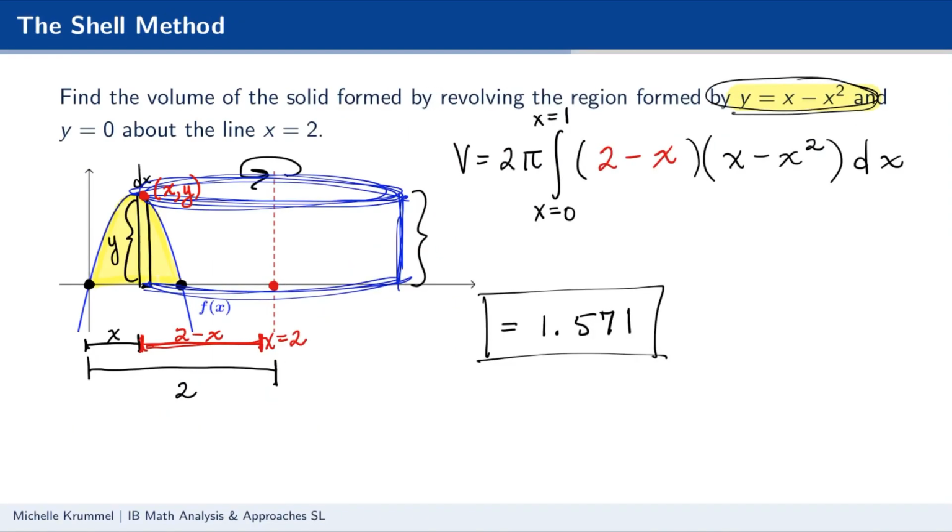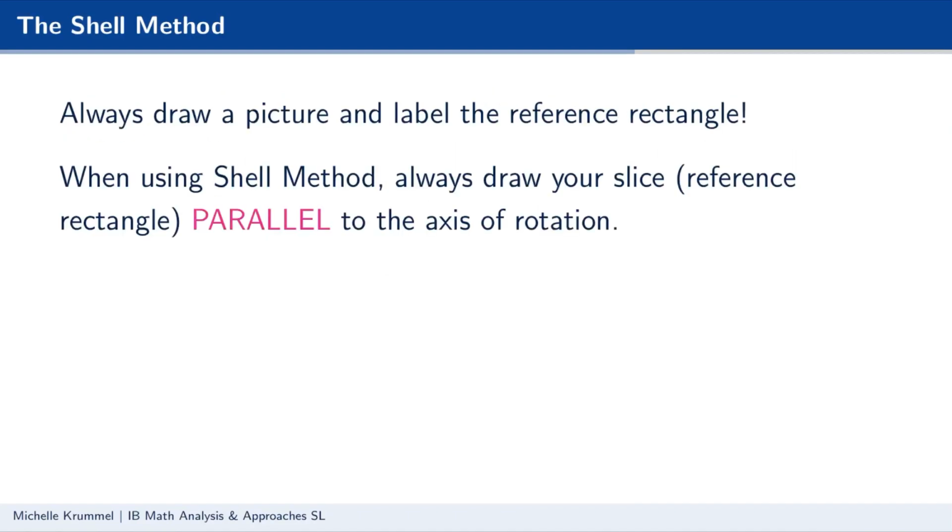But drawing a well-labeled picture is really going to help you get it right on your first try. Now, just to recap, always draw a picture and label that reference rectangle. Label the rectangle, and I also recommend drawing the cylinder if you're doing shell method. It gets difficult to draw the discs when you're using disc and washer method, so I usually don't draw those, but with shell method, I almost always draw my cylinder. And then the key thing to remember is to always draw your reference rectangle parallel to your axis of rotation when you're doing shell method.